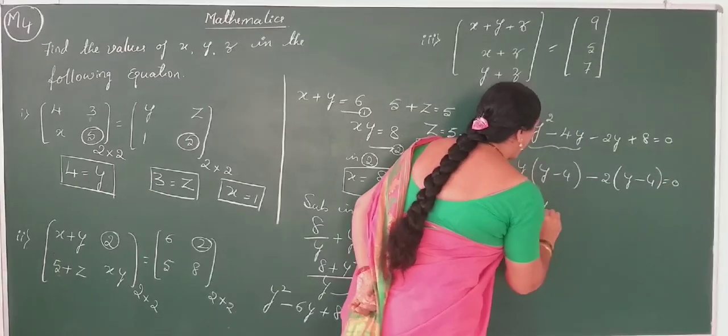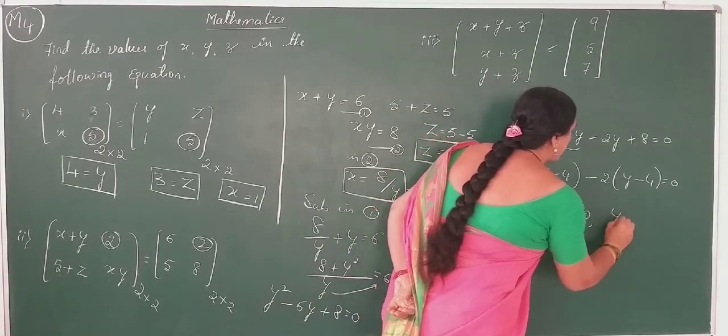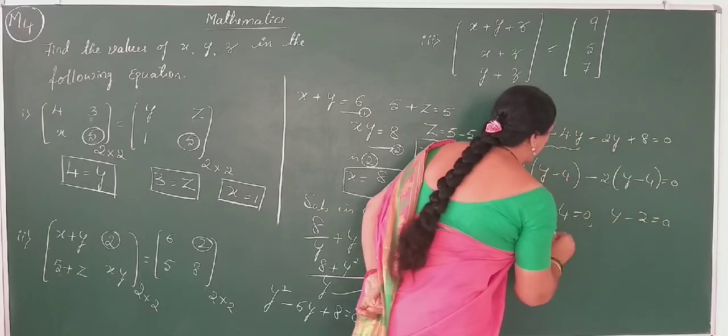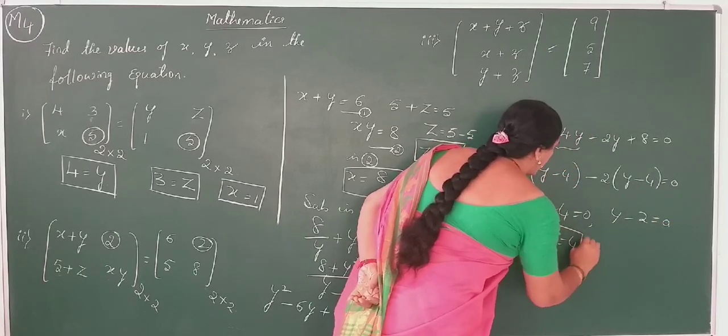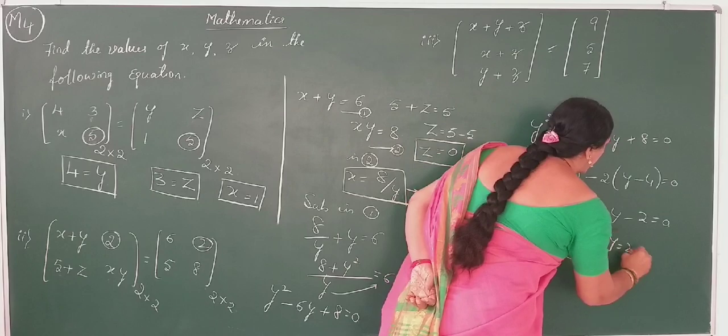So therefore y minus 4 is equal to 0. Similarly y minus 2 is equal to 0. Then y is equal to 4 and y is equal to 2.